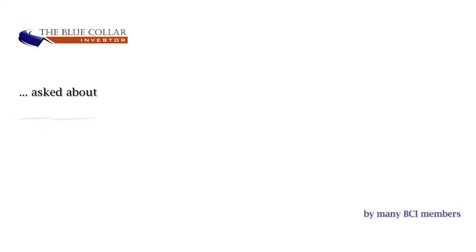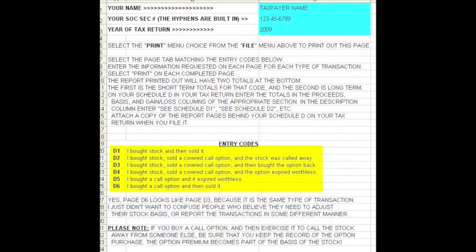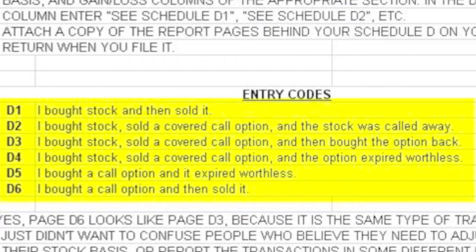Today's question actually comes from many of our members who asked about calculating final returns after the trade has been completed. To address this issue, I decided to go into the Schedule D of the elite version of the Ellman calculator. As you can see on this screenshot, in the Introduction tab of the Schedule D, there are 6 tabs, D1 through D6.